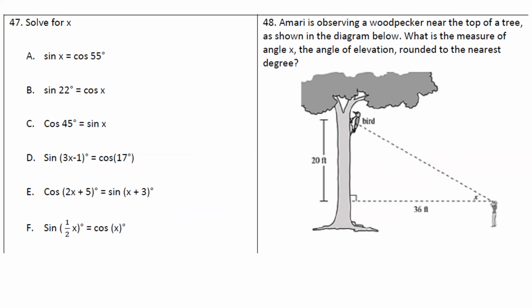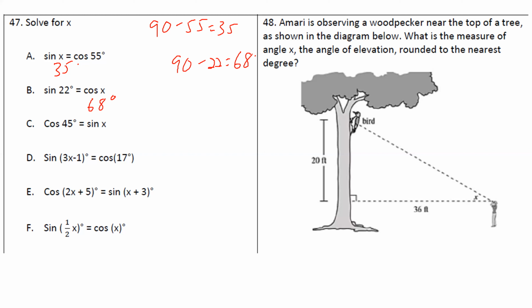Well, sine of blank equals cosine of 55. Sine of one angle is equal to the cosine of its complement. So all we have to do is subtract 90 minus 55, which gives us 35. So the x on this one is 35 degrees. On the next one, same idea. I'm subtracting. We get 68. So our answer here is 68 degrees.